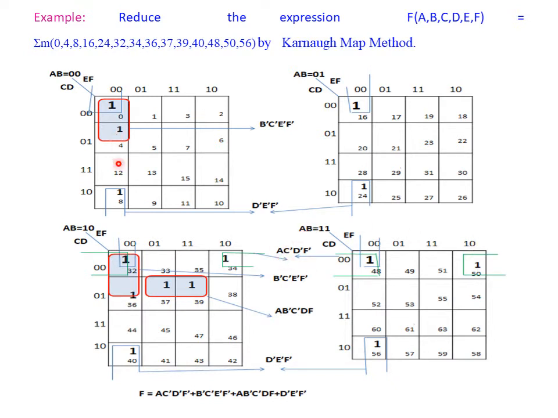Now these two red cells are common between these two cells. In these two cells, the common is B bar. So we write B bar, and here the common is C bar, then E bar, F bar. This is the expression.